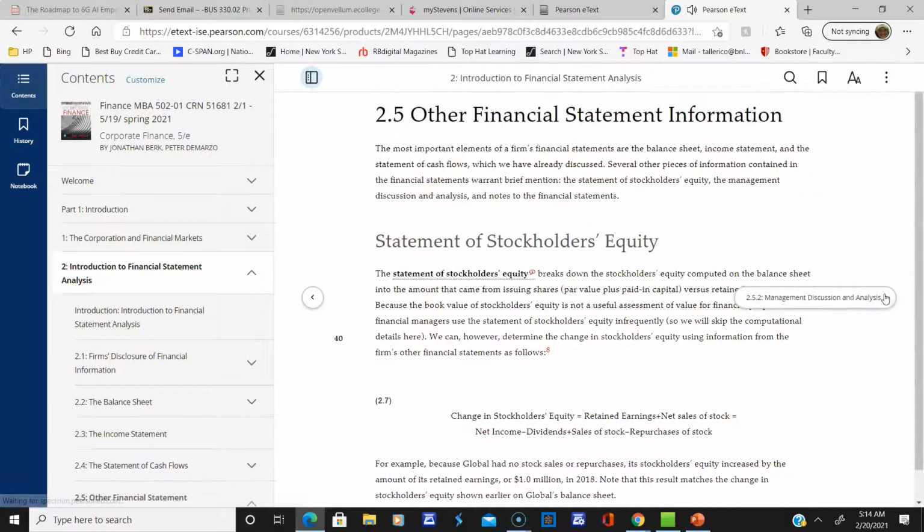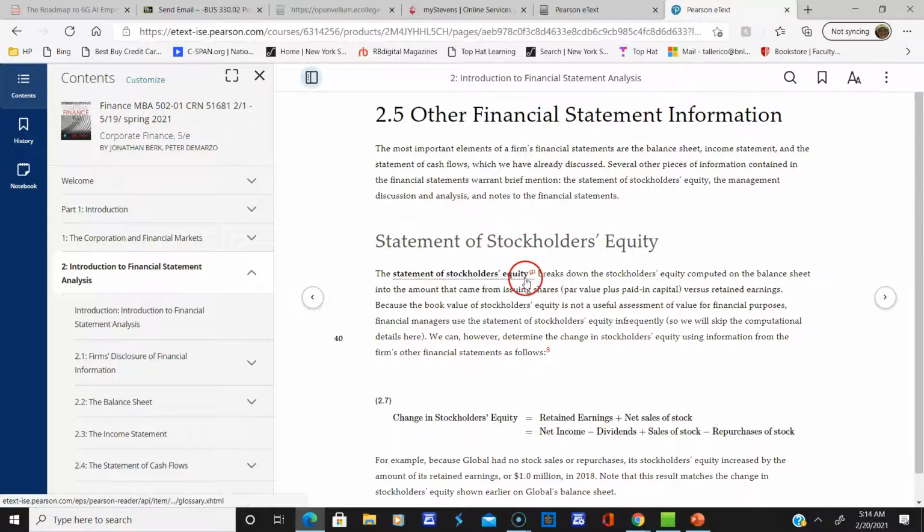All right, so I hope everybody found that interesting. All right, so I want to talk about the statement of stockholders' equity. And this breaks down the stockholders' equity computed on the balance sheet into the amount that came from issuing shares, par value plus paid-in capital, versus retained earnings.